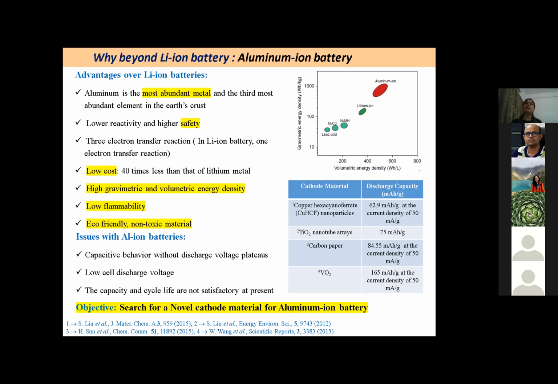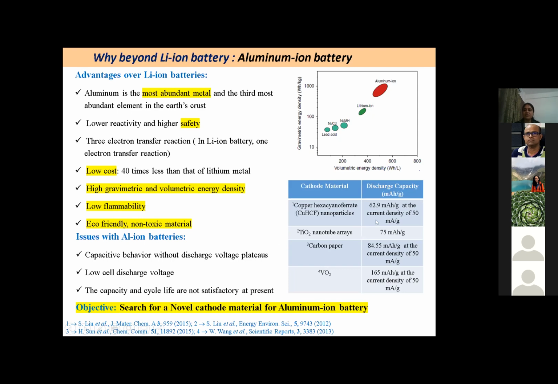It shows a flatter profile, which gives the impression of battery-type behavior. For aluminium-ion batteries, since we don't have a very good electrode system, most electrode systems don't allow the ions to go inside. That is why we usually get capacitive behavior. Of course, the open circuit voltage is also low because of the electronegativity, based on how you calculate the open circuit voltage. And the capacity and cycle life are not satisfactory at present.